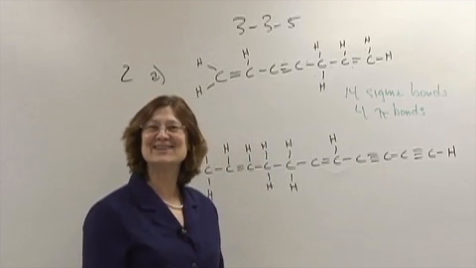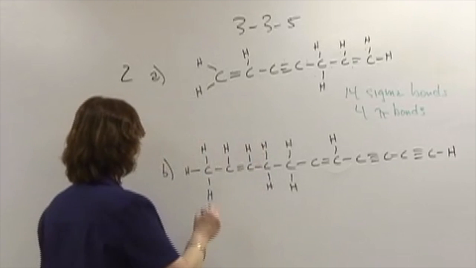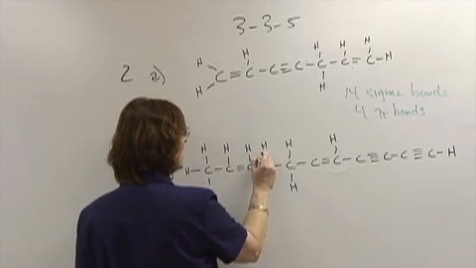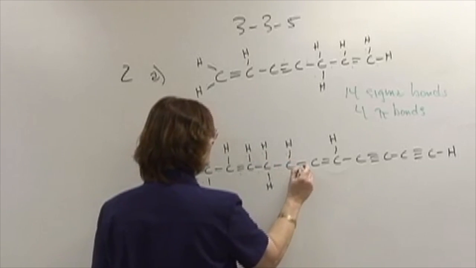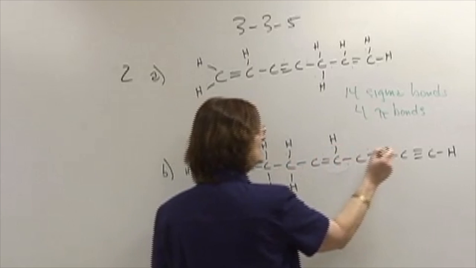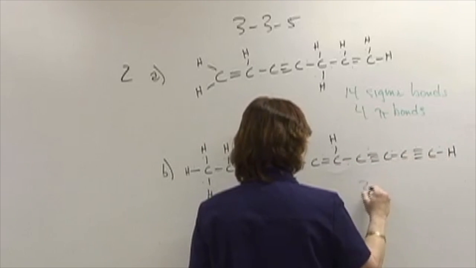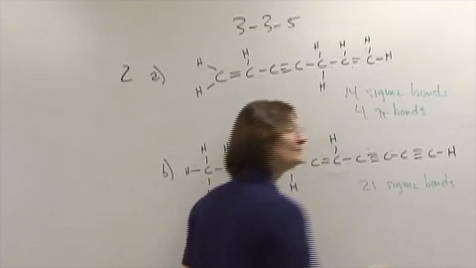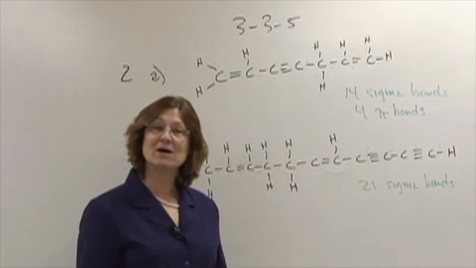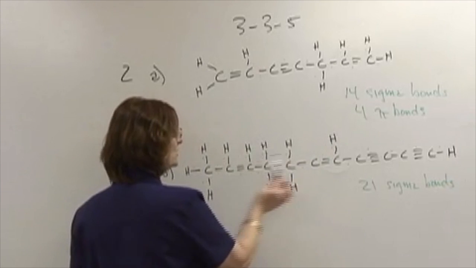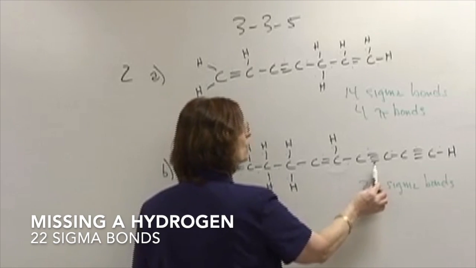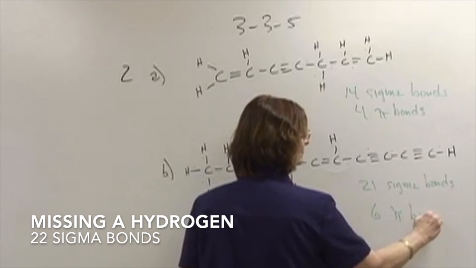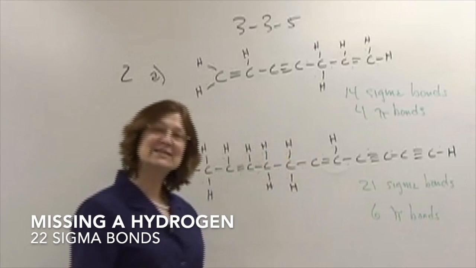That's just kind of fun, don't you think? Now, in this one, we have 1, 2, 3, 4, 5, 6, 7, 8, 9, 10, 11, 12, 13, 14, 15, 16, 17, 18, 19, 20, 21 sigma bonds. Just count, every bond has a sigma bond. And then we have 1, 2, 3, 4, 5, 6 pi bonds. And that's how you do number 2.